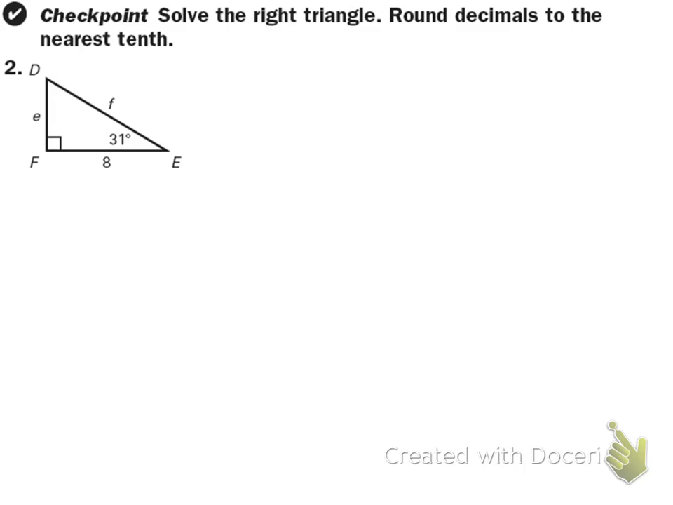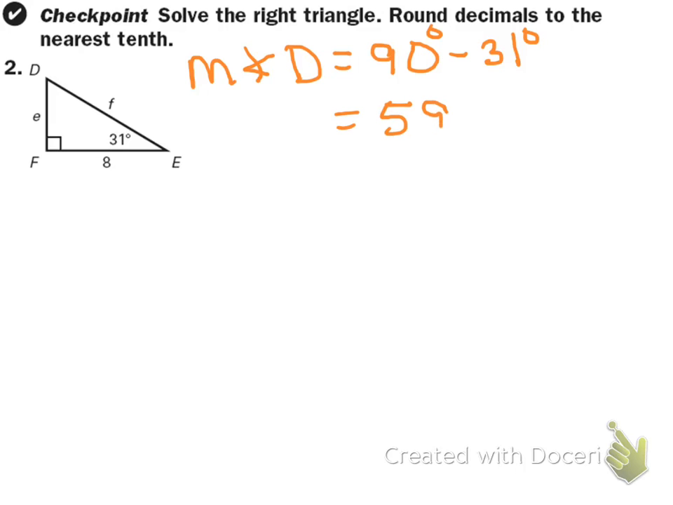Because we already know one of the acute angles, angle E, we know that the two acute angles together have to total 90. So finding the measure of angle D can simply be found by subtracting angle E from 90 degrees. Angle D will be equal to 90 minus angle E. Angle E is 31 degrees, so 90 degrees minus 31 degrees, and you find that angle D's measure is 59 degrees. So now you have all three angles. What you need to work on is finding your sides.